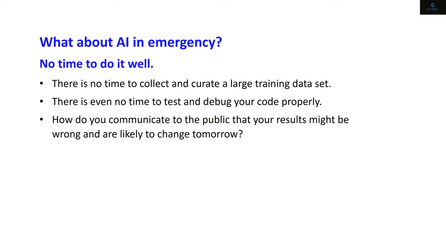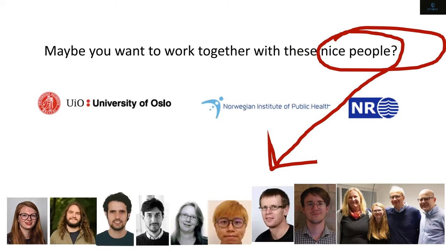So how do you communicate to the public that your results might in fact be wrong and tomorrow I'm going to change them? These are all questions and we try to answer them. And if you want to work together with these nice people, then you can email me and help us to answer them. Thank you.